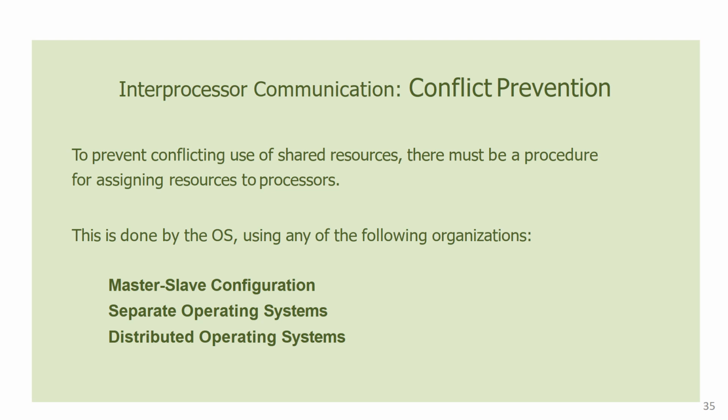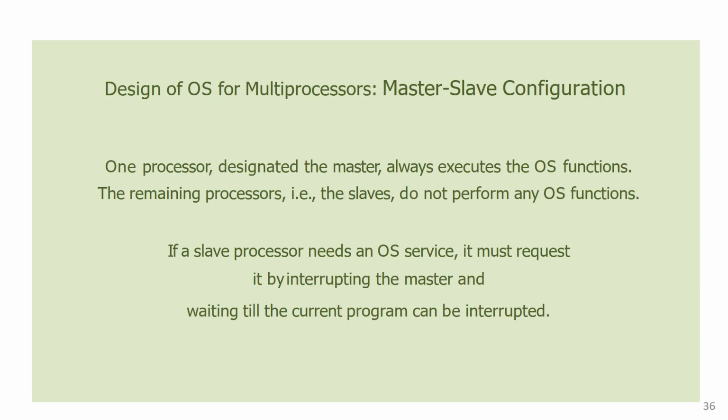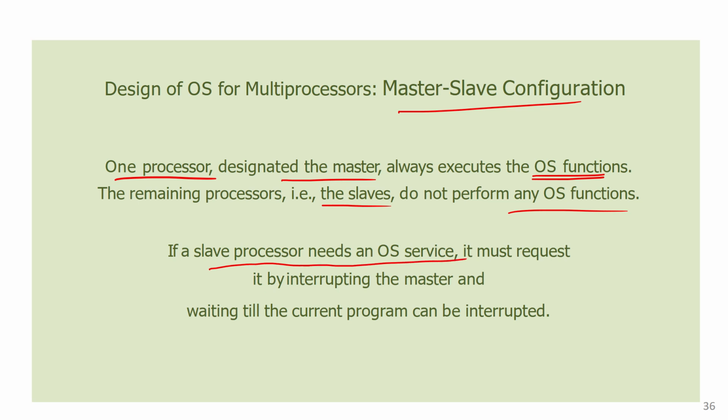To prevent conflicts in the use of shared resources, the conflict can be handled using three techniques: master slave configuration, separate operating system, and distributed operating system. Let's see them one by one. What is the master slave configuration? One processor designated as the master executes the OS functions. The OS functions are executable only by the master, and the slaves do not perform any OS function. If a slave processor needs an OS service, it must request it by interrupting the master.